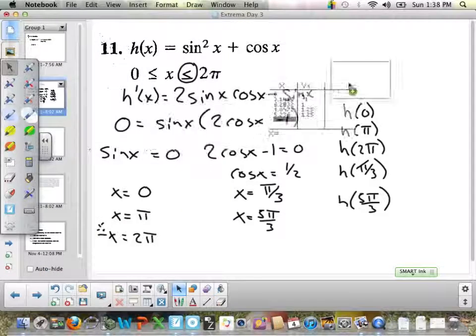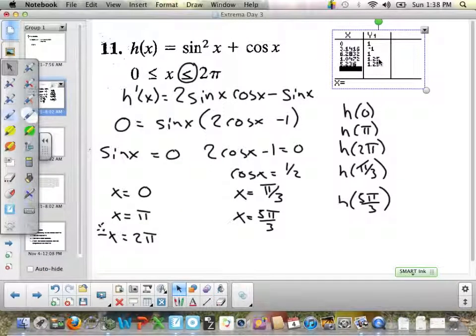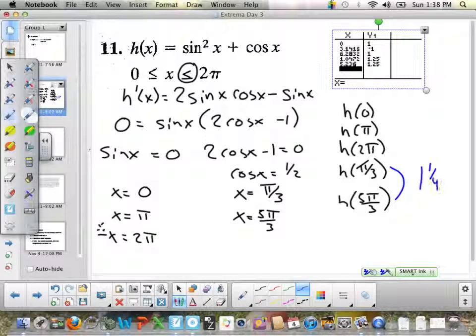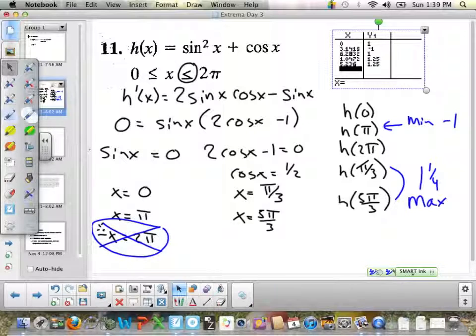Okay, as we take a look at those, we can see we have a maximum, and it occurs twice. Our maximum is 1 1/4, and it occurs twice at pi over 3 and 5 pi over 3. And our minimum is -1 and occurs at pi. And our value at 2 pi is not an issue, so we don't need to worry about it not being a max or min.